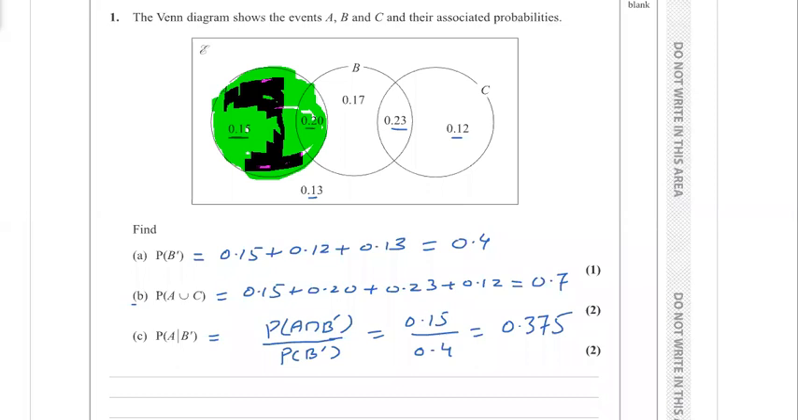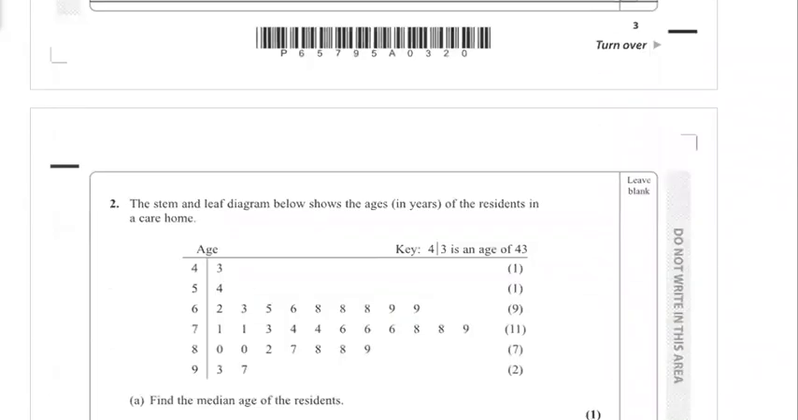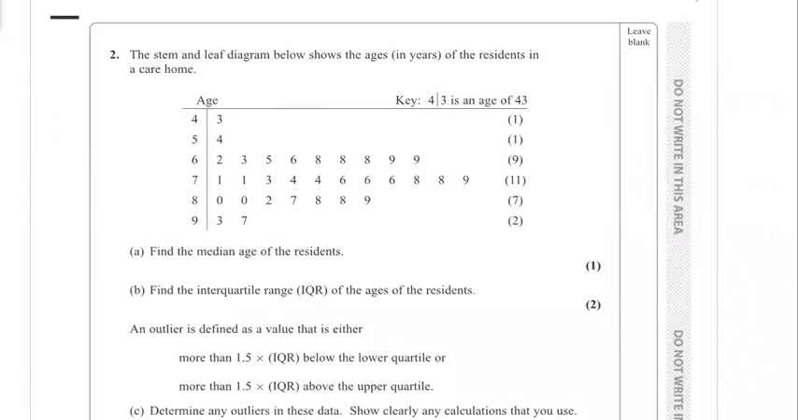Now, next, question number 2. Here is question number 2. The stem and leaf diagram below shows the ages in years of the residents in a care home. This is the stem and leaf diagram, and this is the key of the stem and leaf diagram, that 4|3 is age of 43. So it means if you have to read this one, it will be 43, 54, 62, like that. So find the median age of the residents.